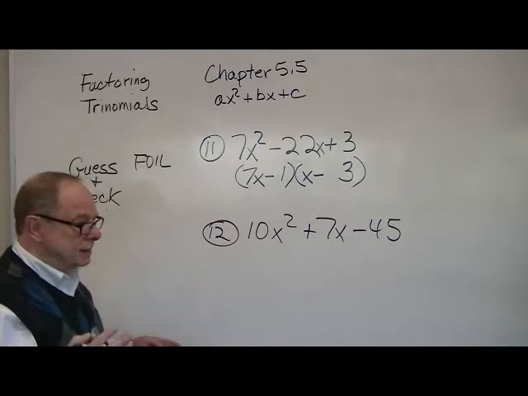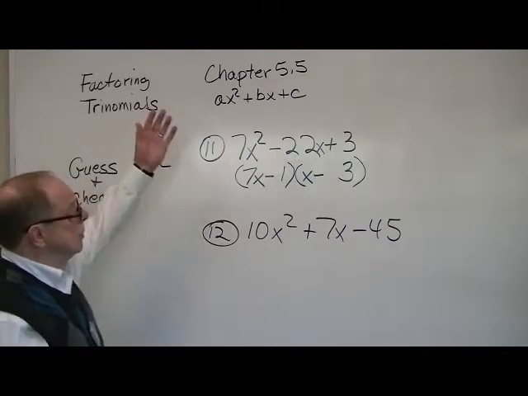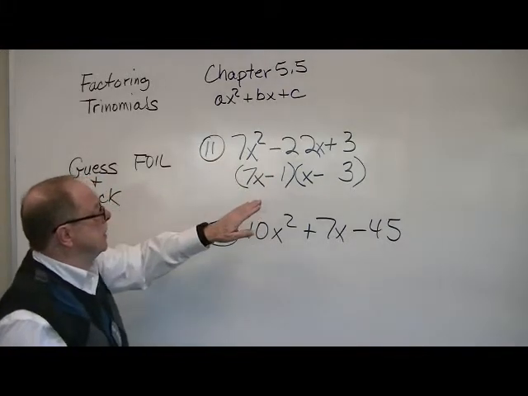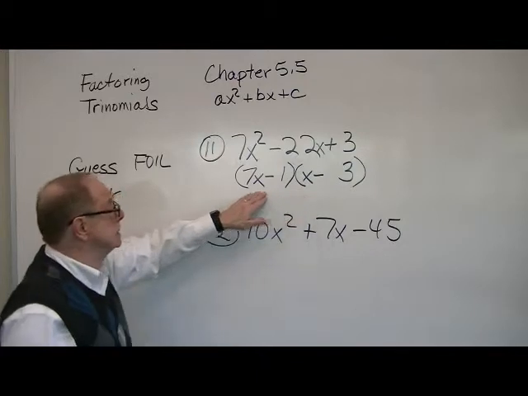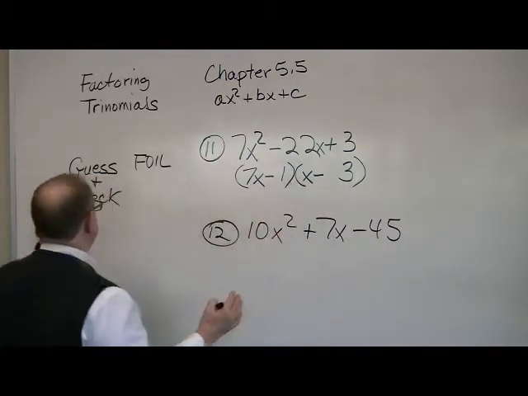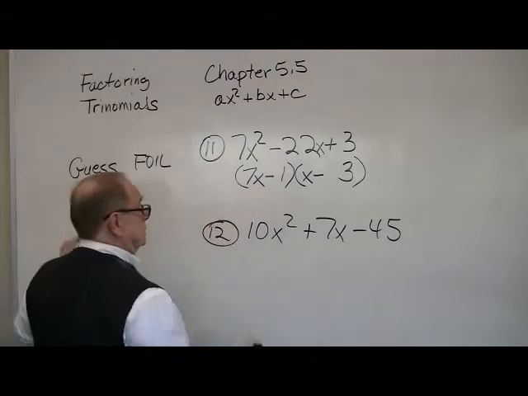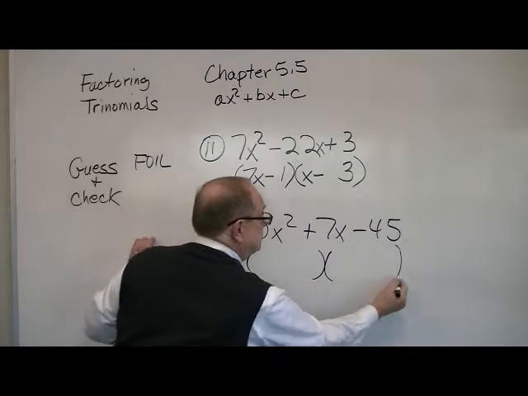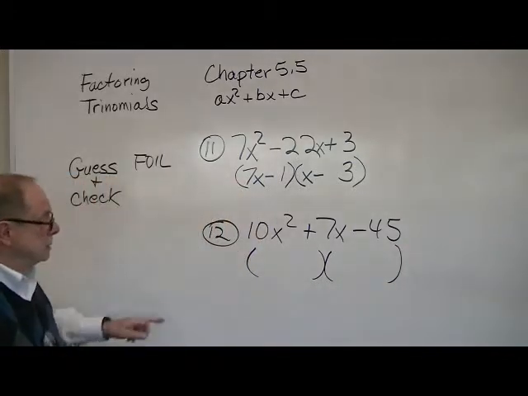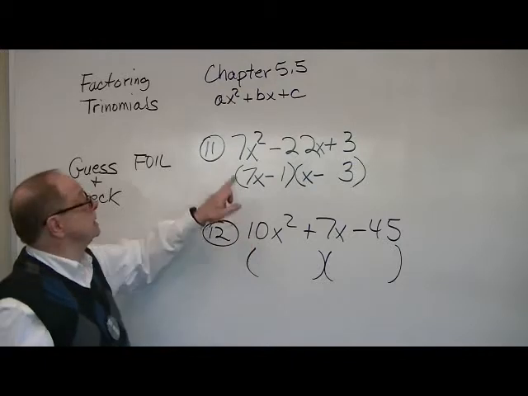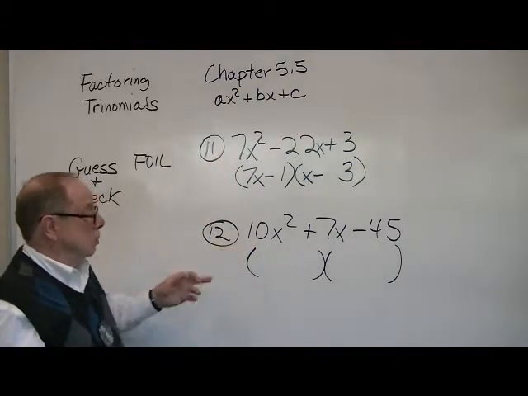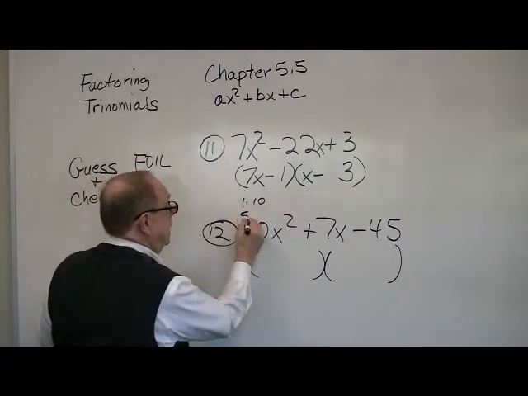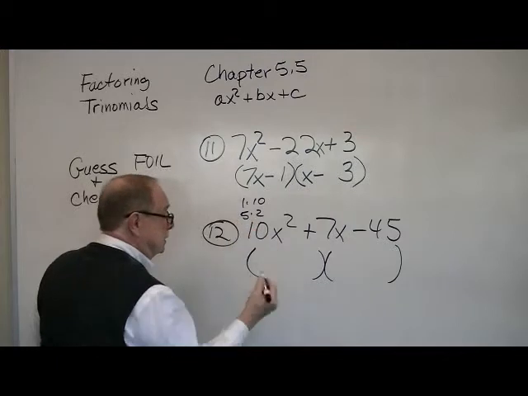So again, part of it is understanding what's going on: standard form, take out the greatest common factor, set up your parentheses, and then guess and check to try things. This next one will be another example. So here we have a 10. That's our A term. What are the factors of 10? Well, 1 and 10, and 5 and 2, and of course 2 and 5.